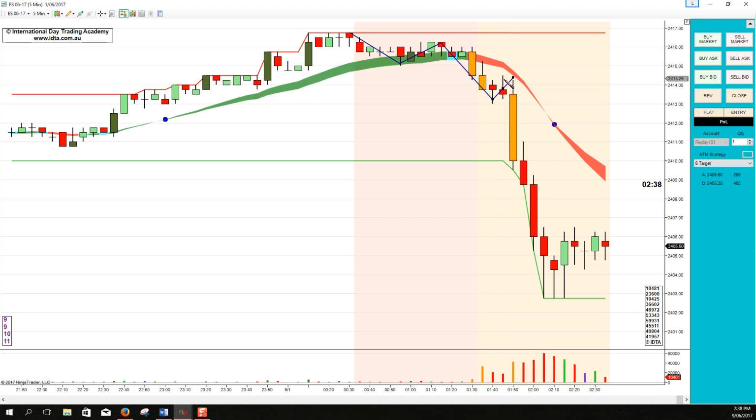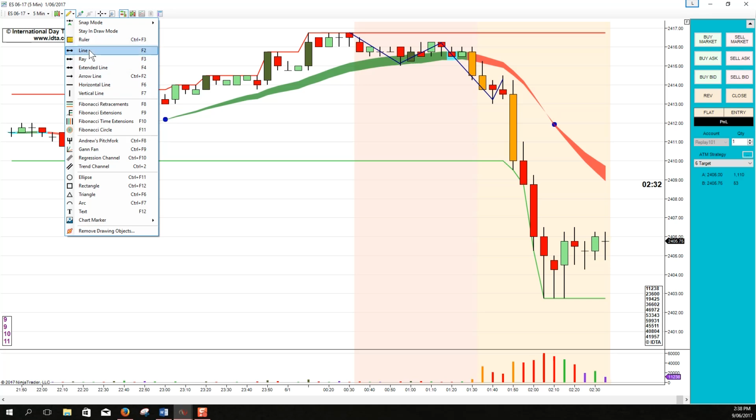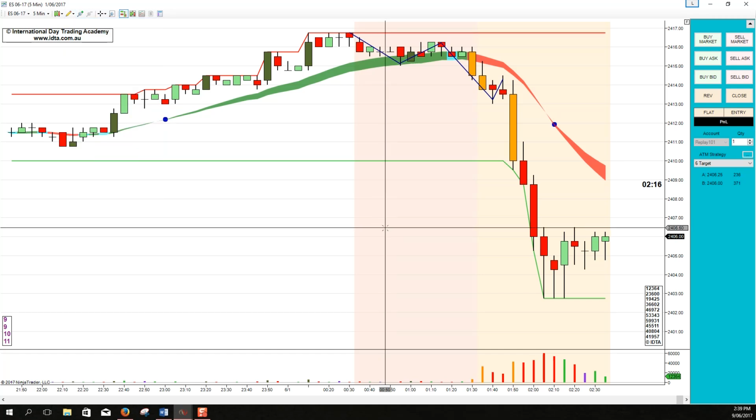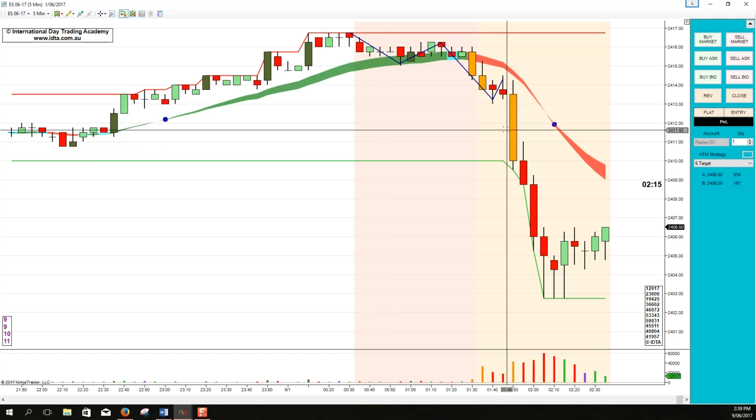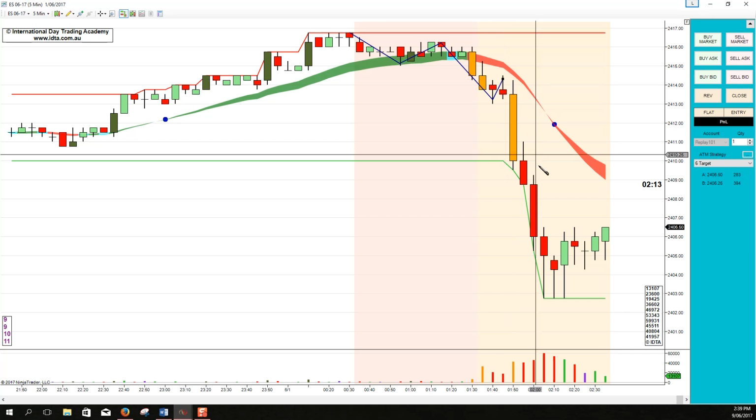Now for those of you who are wondering how I'm doing that so quickly, if we just have a look up here, I'm using the line command. There's three ways you can do that. You can either just come up here each time, click the line. You can get it to stay in drawing mode. I find that inconvenient when I'm trying to trade at the same time. Or you can hit F2, or you can do what I'm doing. I have a mouse that has multiple buttons, so all I have to do is push a button and it gives me a line just like so.